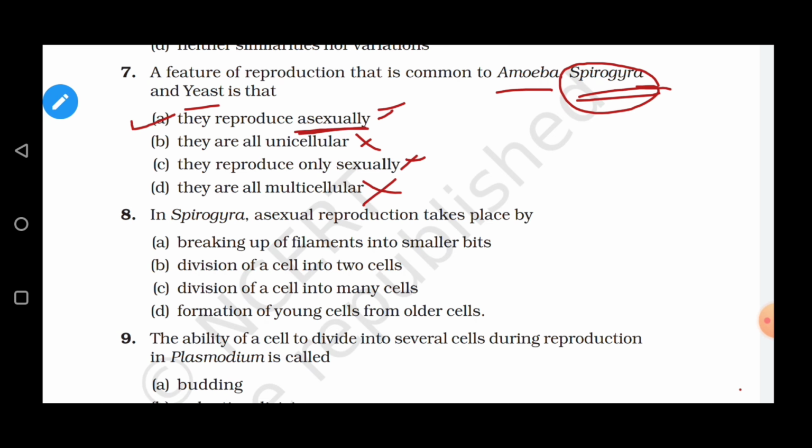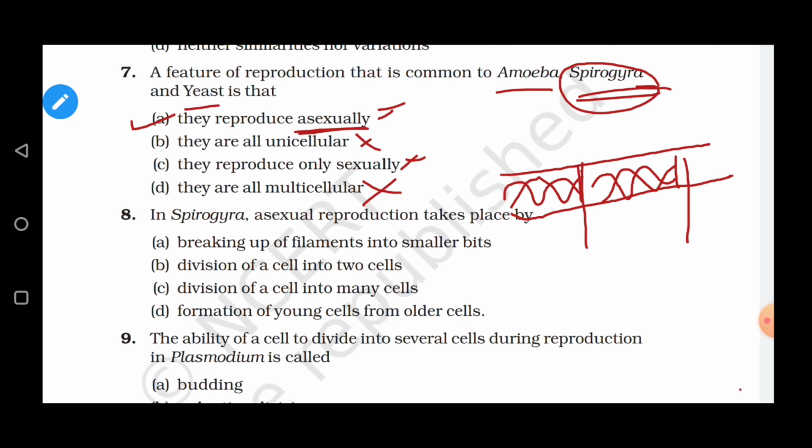Next question, in Spirogyra asexual reproduction takes place by. Spirogyra is a freshwater alga and it's a filamentous alga. Spirogyra एक filamentous alga होता है in which the spiral chloroplast is present. इसमें spiral chloroplast present रहता है and it can break down into different fragments. इसकी जो body है वो fragments में break हो जाएगी and each fragment can give rise to a new individual. So the correct answer of this question is option number 1, breaking up of filaments into smaller bits. So in this way Spirogyra can do reproduction. Now move on to the next question.